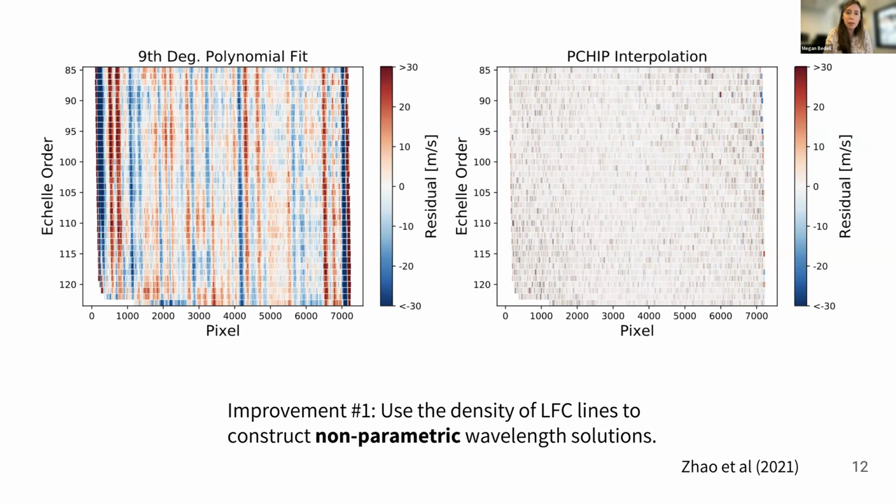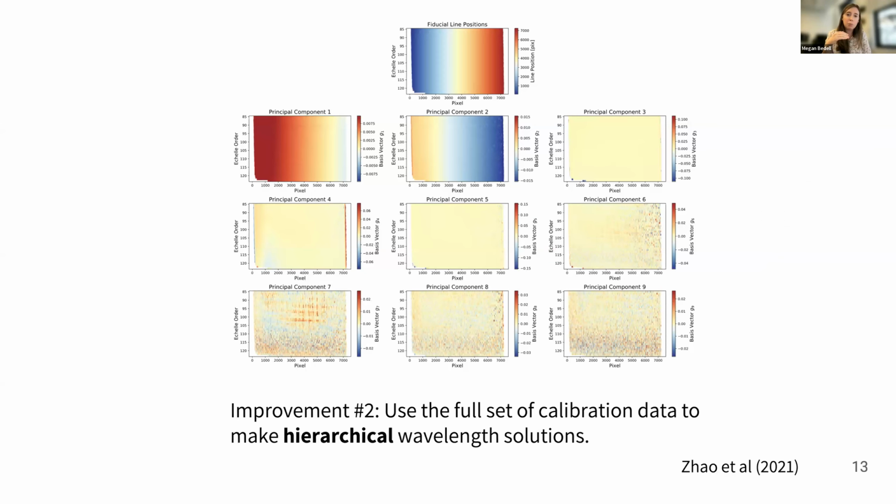But we also realized that we have even more information, or more power, in the data than the density of LFC lines. Not only do we have a ton of lines in any individual exposure, we also have many, many calibration exposures over time. So EXPRES now, and any instrument with such calibration data, has stacks and stacks of calibration data across time. So we asked, can we use this historical archive of calibrations in a hierarchical way to construct wavelength solutions that are informed by all of the calibration frames and not just the absolute nearest ones in time?